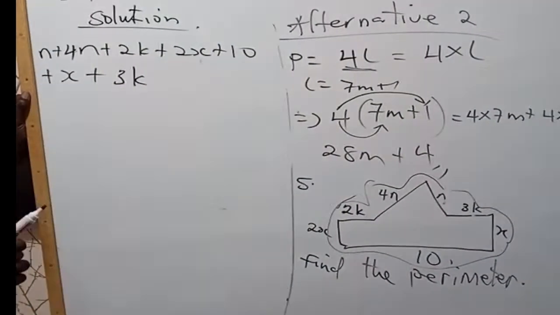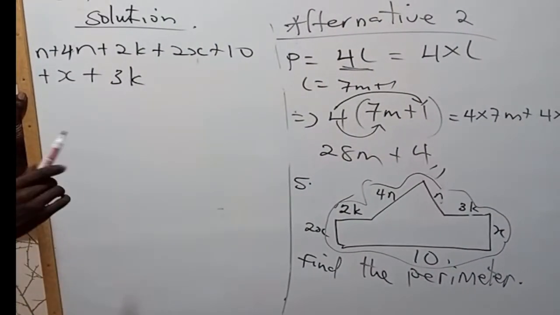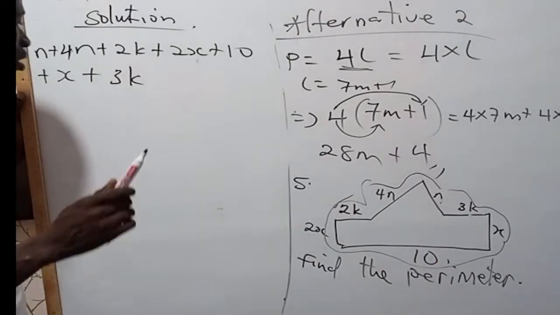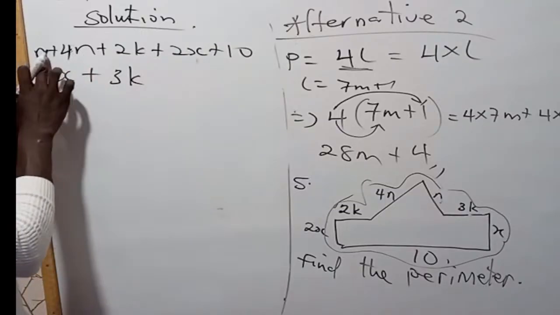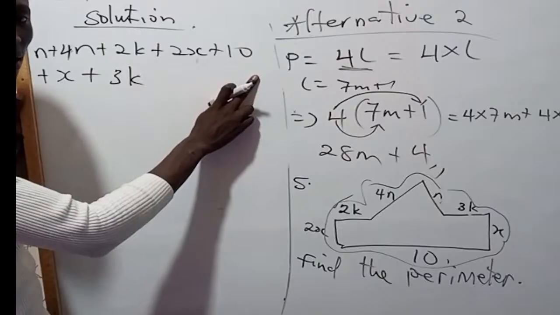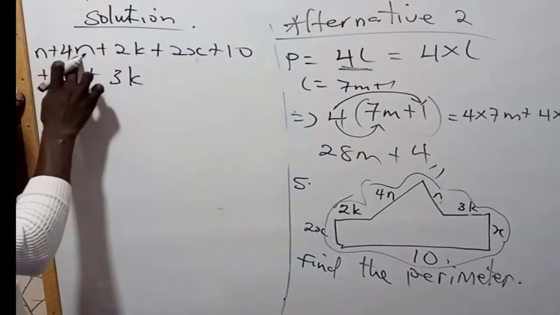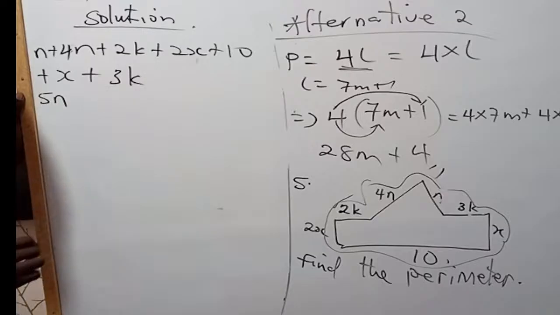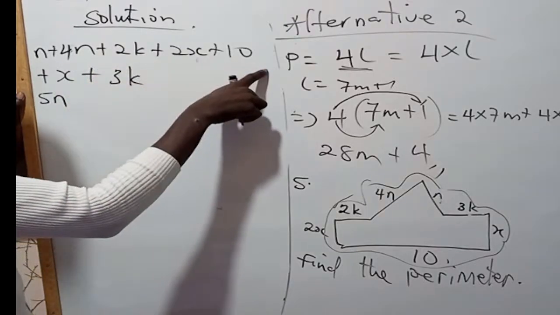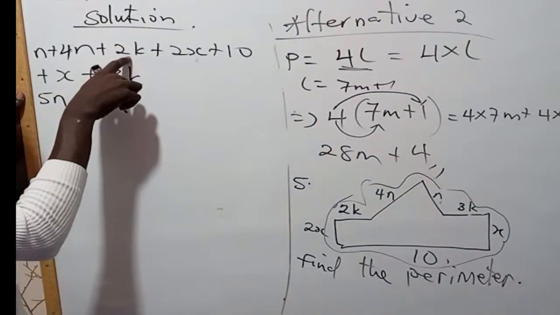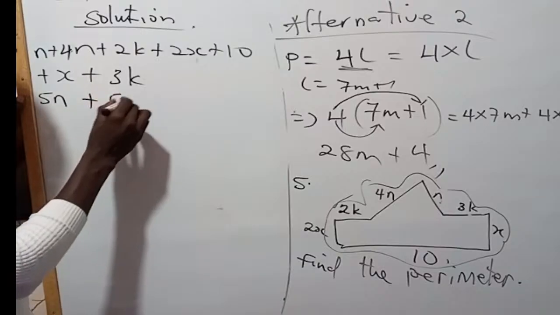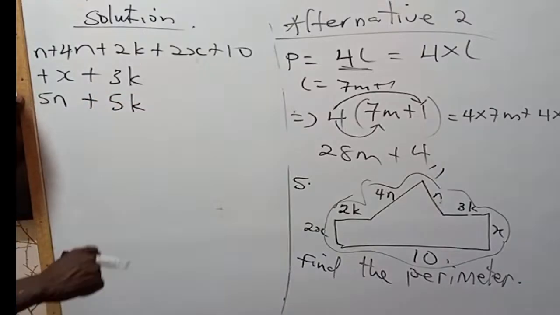So now let's group them so that our expression will be very simple for us. Now see n and n, the two of them are the same. We can't find any n again anywhere. So this and this will give me 5n. Now let's see, k is here, and there's another k here. So 2k plus 3k will give me 5k.